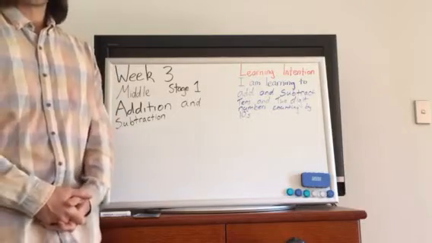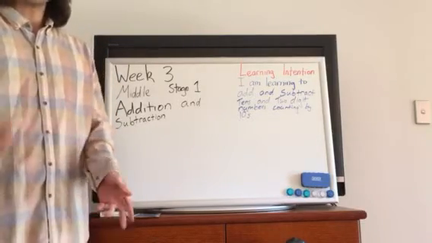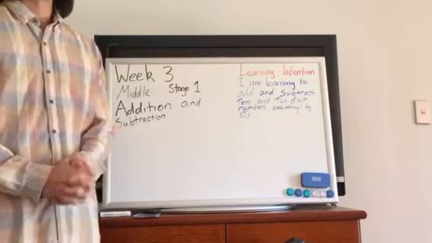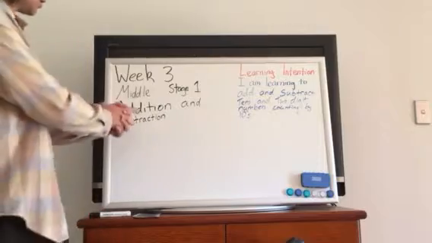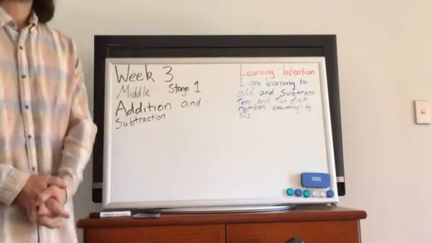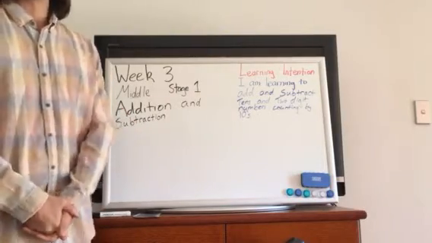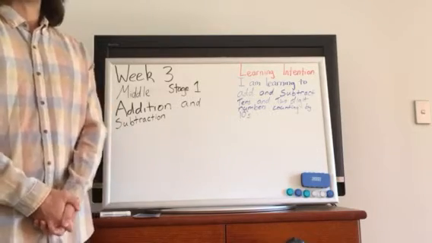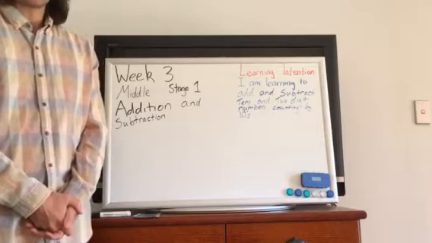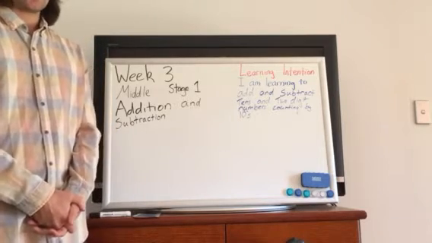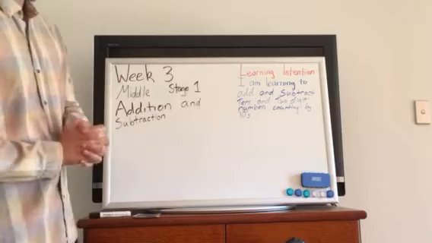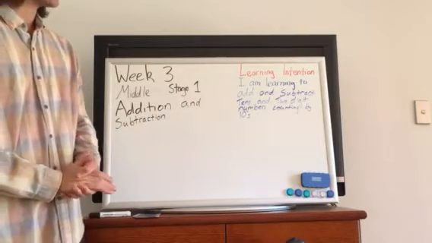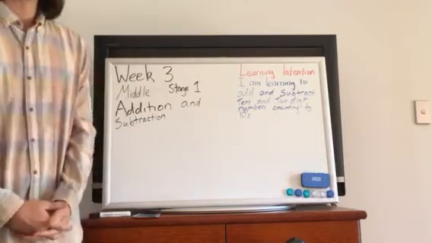In middle stage 1 this week, we are going to be doing addition and subtraction. Okay, so it's a little different to beginning stage 1 as they're only staying with addition. The reason why we're doing addition and subtraction is because we are minusing a tens number from a 2-digit number this week, and we are adding a tens number to a 2-digit. That is our learning intention. I am learning to add and subtract tens and 2-digit numbers counting by tens.